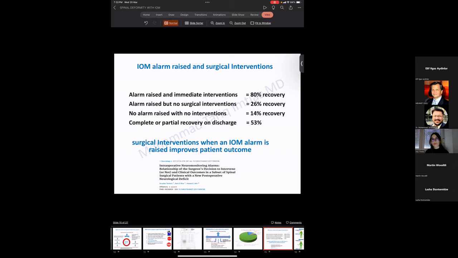And then there is no alarm raised with no interventions. There are 14% of those patients who didn't really benefit from IOM. Overall, if you have good neurophysiology monitoring, complete or partial recovery on discharge was 53%, compared to 21%. So this is the significant study that shows that surgical interventions prompted by neurophysiologists improve patient outcome.